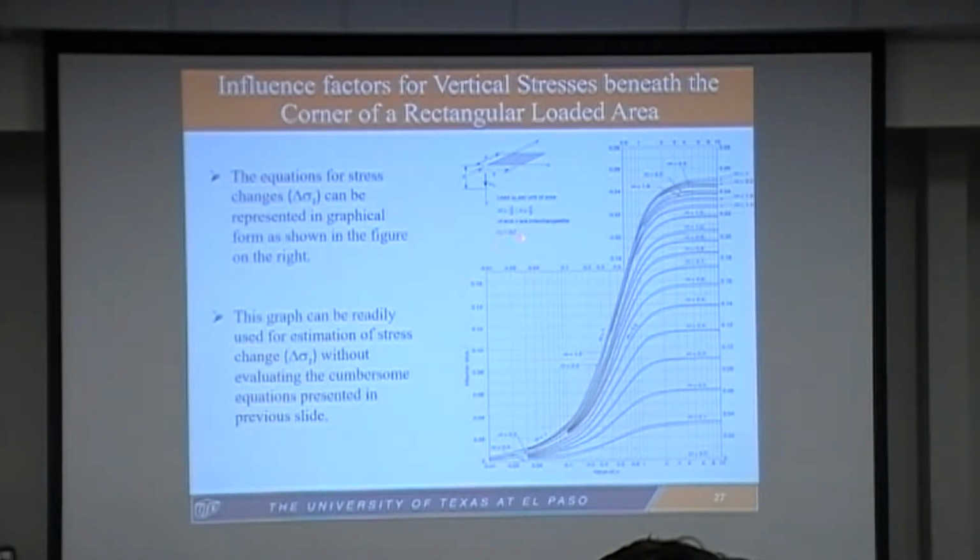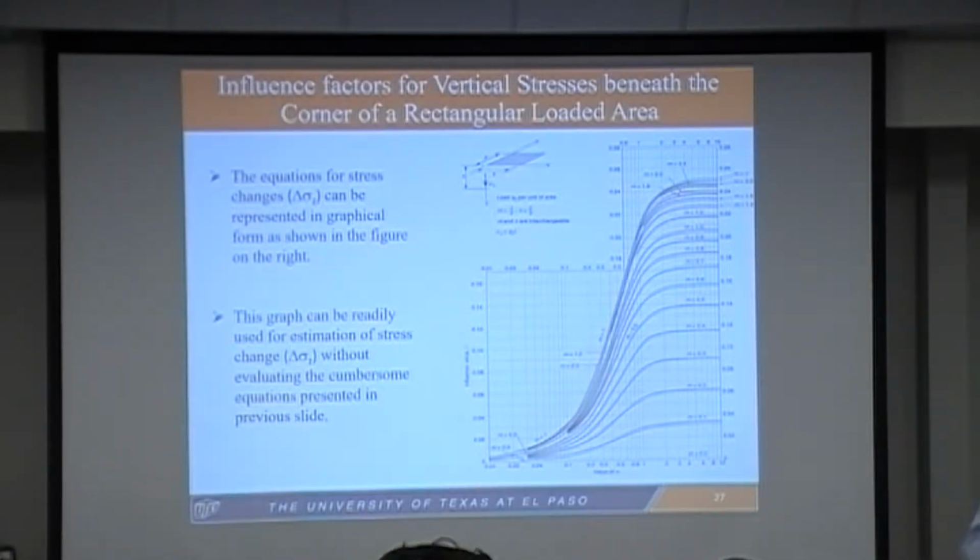Notice that I'm interested to calculate the change in the magnitude of vertical stresses. That would be the delta sigma Z. That's the objective here, right? And for that, I can just multiply Q naught, which is the distributed pressure on the surface that we have, multiplied by an I value. You use this graph to be able to estimate that I value.